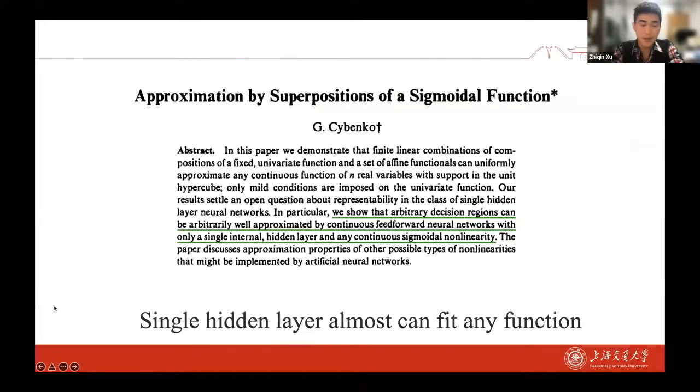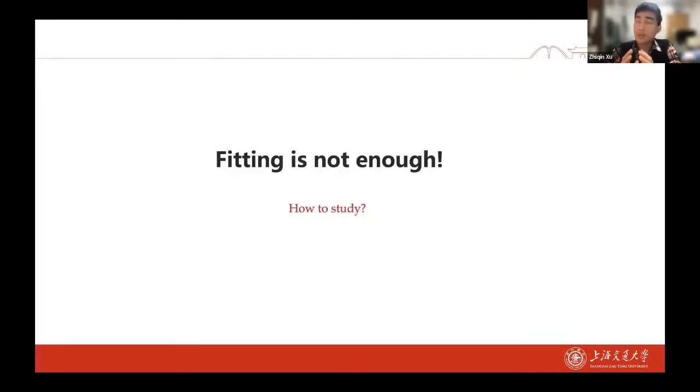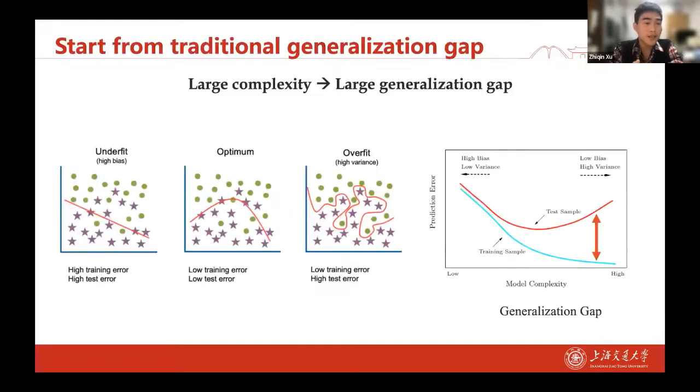So we know that neural networks have very great expressive power. A single hidden layer neural network can almost fit any function, but this is not enough, because what we want is not only fitting, we want generalization. So now let's take a look at the traditional generalization theory. Suppose we are going to classify two types of data and we may use a linear function and end up with not a good either training error or generalization error.